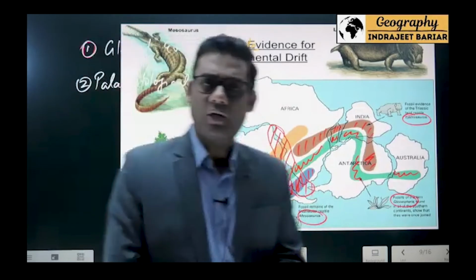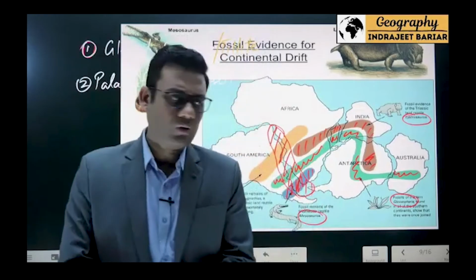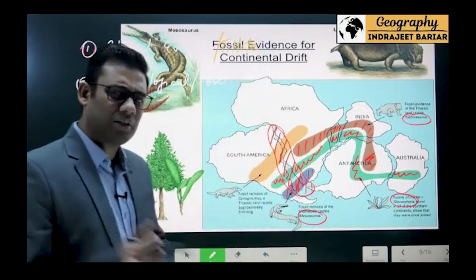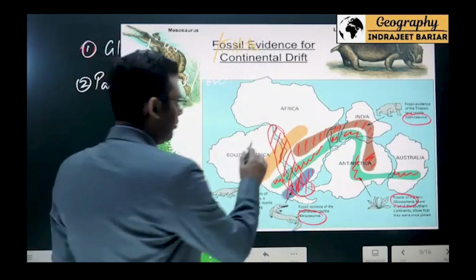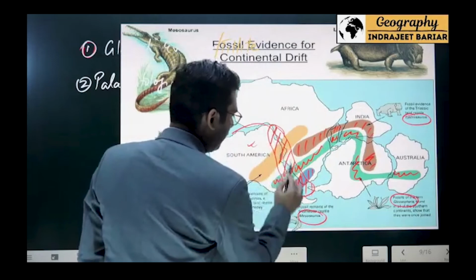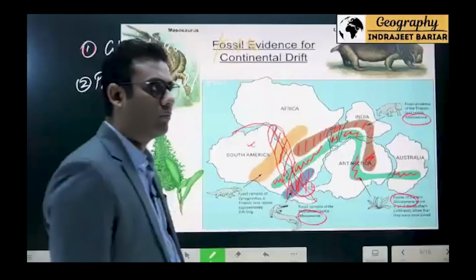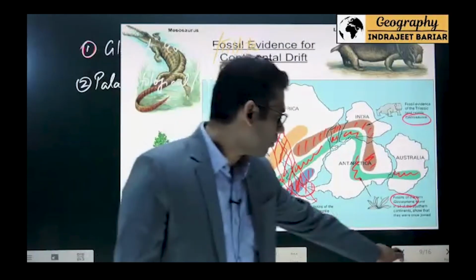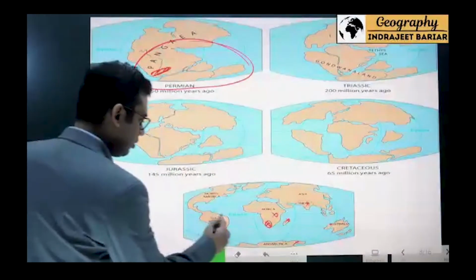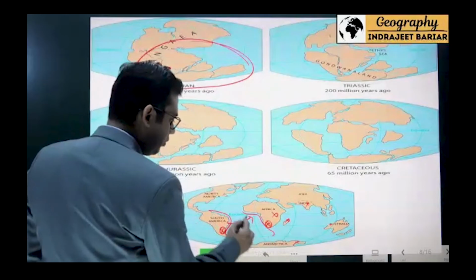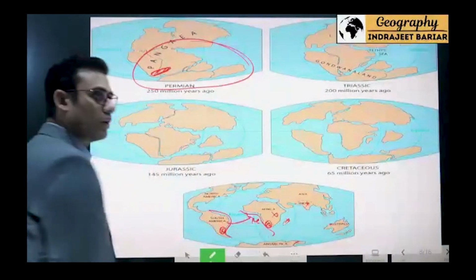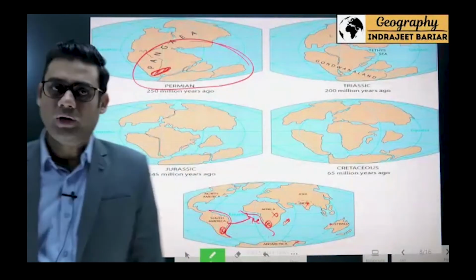So similarities in the age of the rocks have been found, and the most basic of the evidence which was found was the coastal fit. यहाँ पे आप देखिए this South America is fitting into Africa. तो in the present time भी अगर हम shape देखते हैं तो if I take this South America over here, it would be able to fit over here. This has been called the coastal fit evidence.